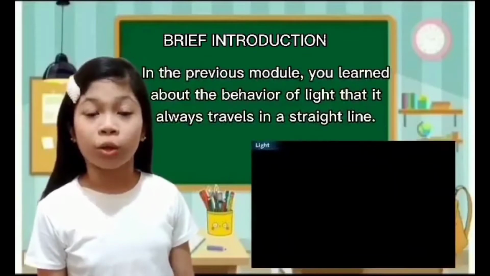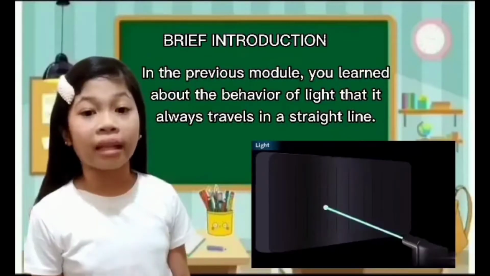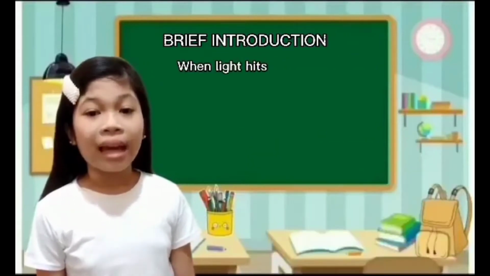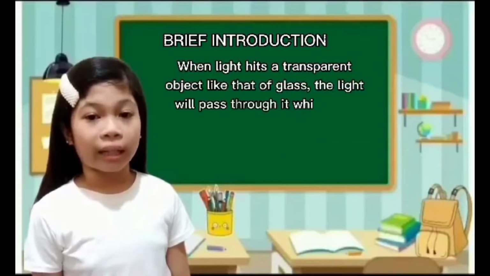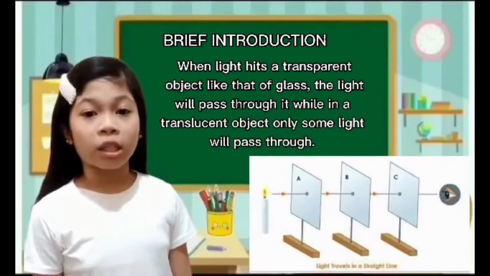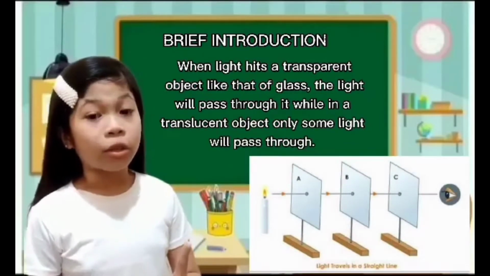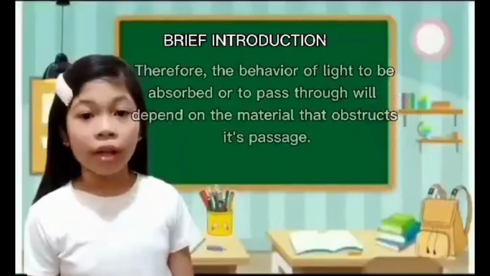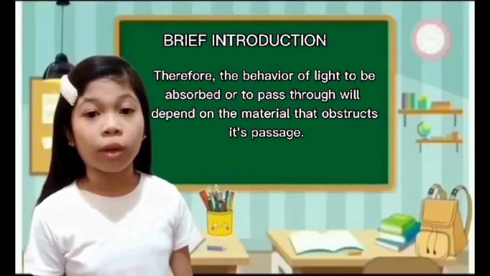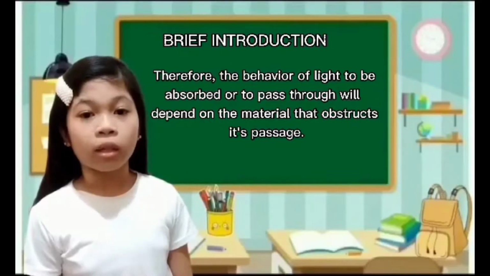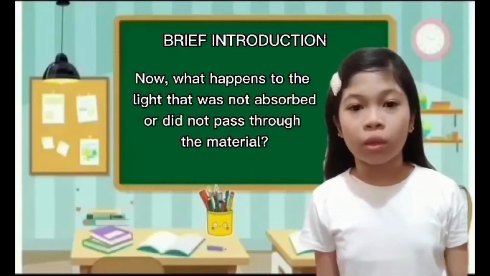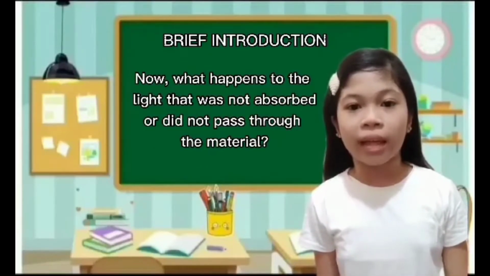In the previous module, you learned about the behavior of light, that it always travels in a straight line. When light hits a transparent object like glass, the light will pass through it. But in a translucent object, only some light will pass through. Therefore, the behavior of the light to be absorbed or to pass through will depend on the material that constructs its passage. Now, what happened to the light that was not absorbed or did not pass through the material?